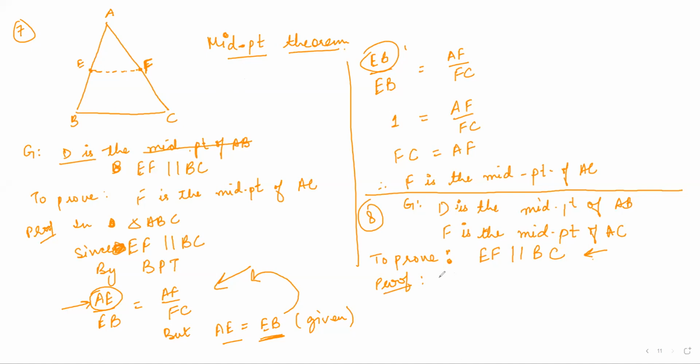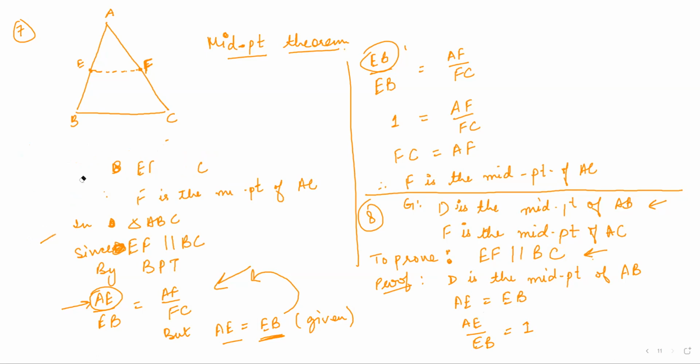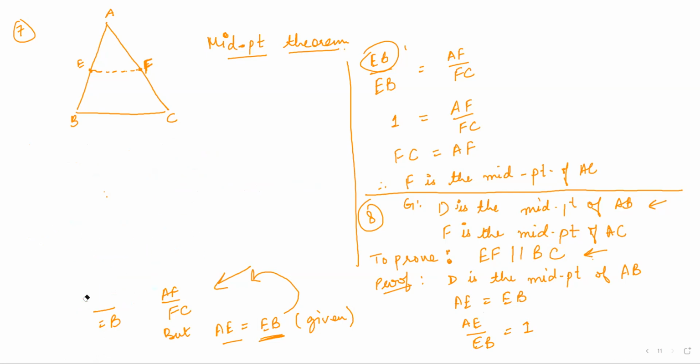In triangle ABC, start from the given condition that D is the midpoint of AB. What does it mean? It means that AE is equal to EB. So if I bring this in the denominator, AE upon EB is equal to 1, right? So here you will be left with 1. I'm just erasing a little bit from here.